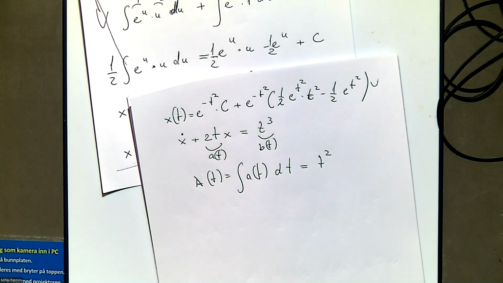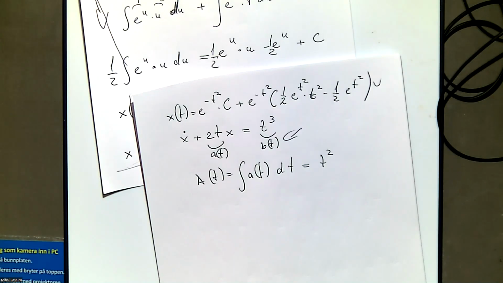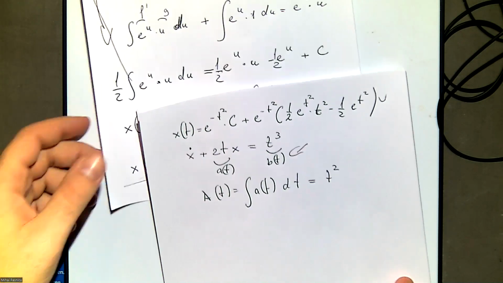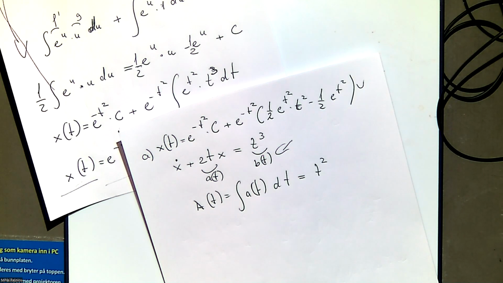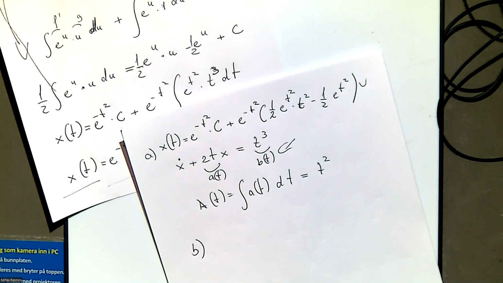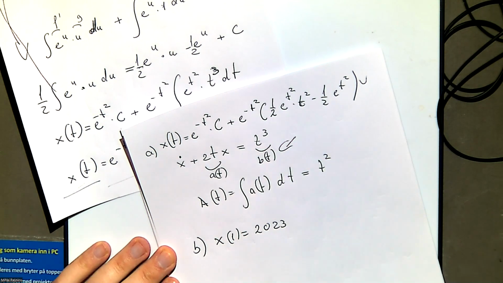So all I'm trying to say is that the hard part about differential equations is not the formulas, and I would hope at this point not the identification either. The hard part is actually the integral that's hidden inside. Now let's assume that part A, the one we just did, was asking for the general solution. Now assume part B asks, out of lack of originality, that x of 1 is equal to 2023.